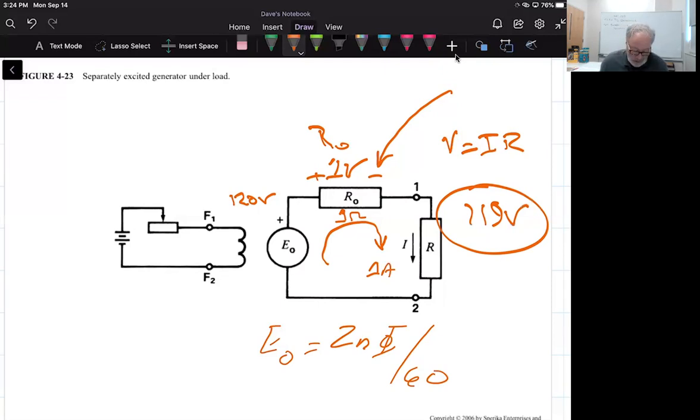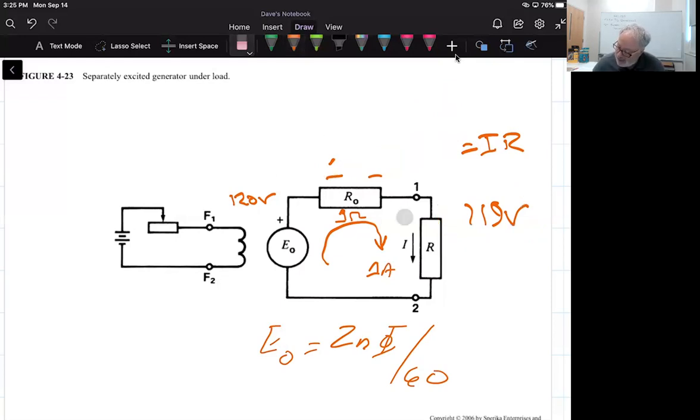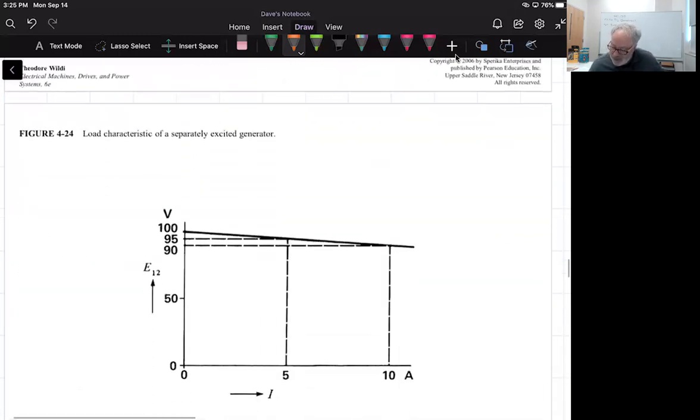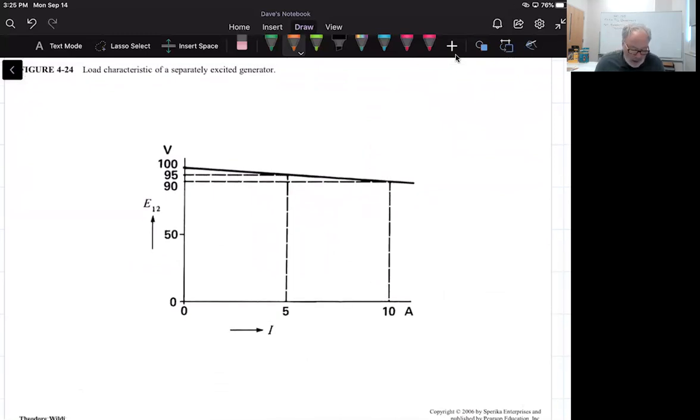So there's a representation of that. What does that look like? Let me clean it up a little bit before we move to another slide. Here's our situation. Current starts to flow, and we drop a voltage across here. What we're looking at is an output voltage available to the load that is less than what is generated on the armature. The way we account for that is what's called a load characteristic of this separately excited generator. We'll see different characteristics based on different types of generators, but this one is for a separately excited generator.